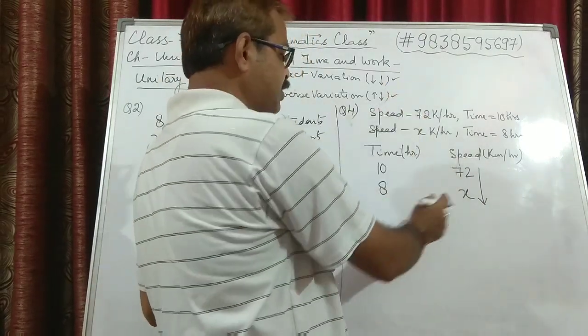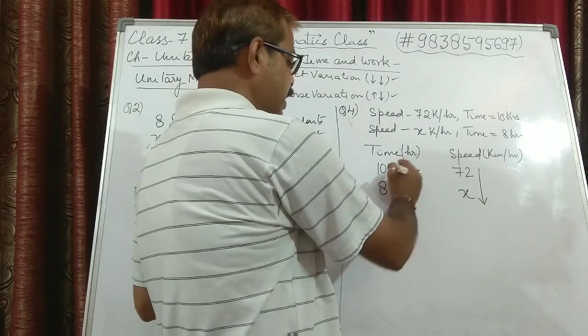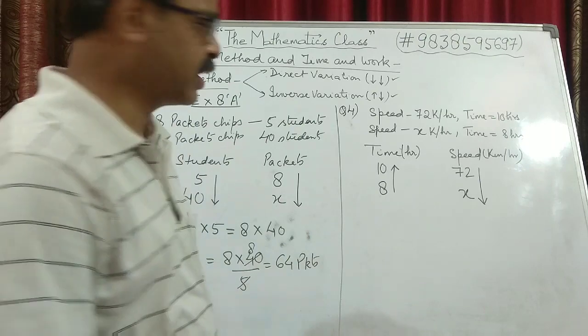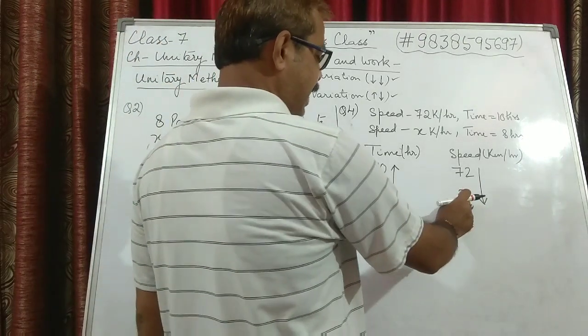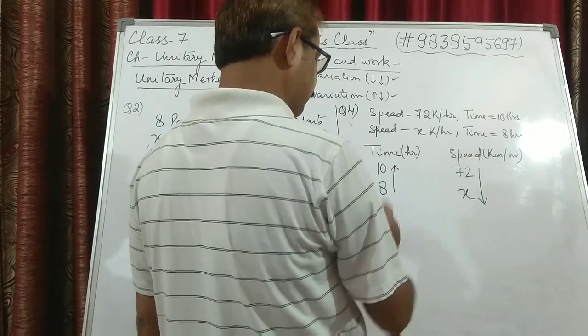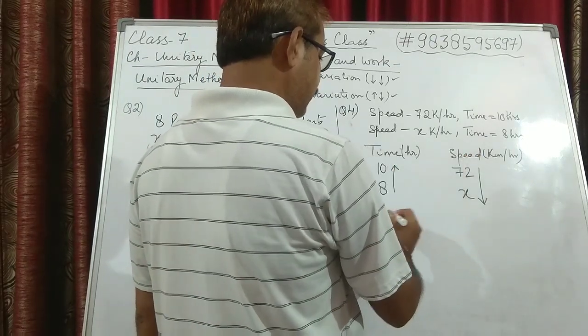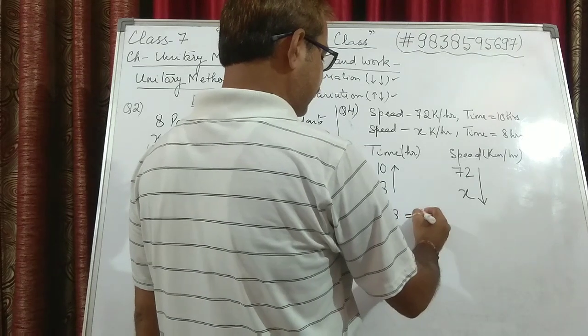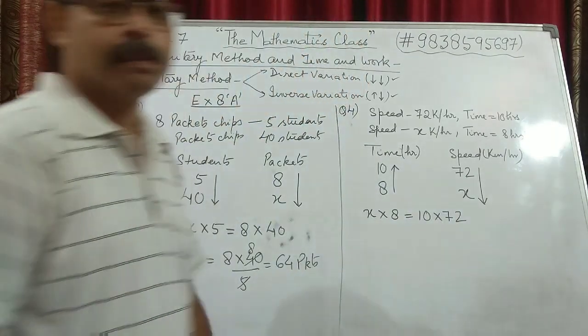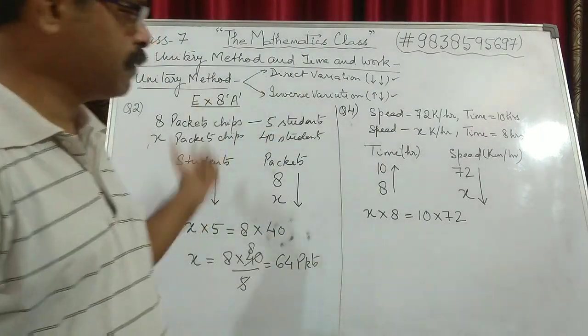Now if it is inverse variation, then if the arrow is downwards here, the arrow will be in the upward direction, or in the opposite direction there. Now simply, x into tail means head into tail of the other is equal to tail into head of the other. So x into 8 is equal to 10 into 72. This can be written directly because I have explained the concept before.